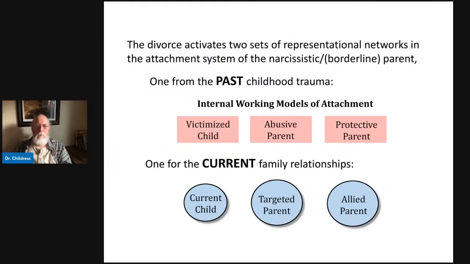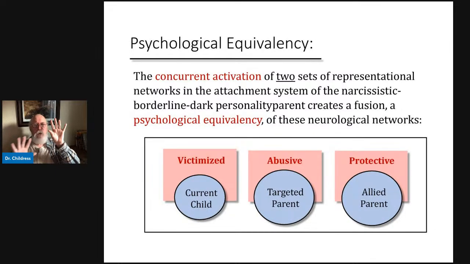So this is a little diagram I put together to help explain it, because I kind of think visually. When the divorce happens, it activates two sets of representational networks in the attachment system of the narcissistic borderline dark personality parent. One is from the past relationships, the unresolved trauma, in the pattern of victimized child, abusive parent, protective parent from their own childhood. And then they get another set of representations for the current child and the targeted parent and the allied parent, the current people.